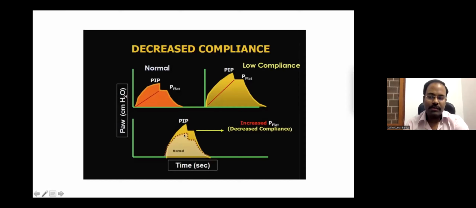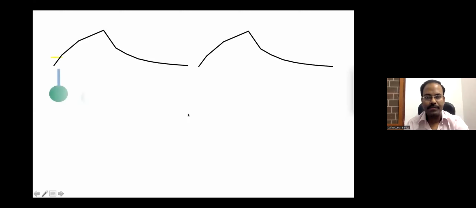So when the compliance is less, that means you need to generate a higher pressure to distend the alveoli or deliver the target volume. So this curve will shift upwards in a patient who has decreased compliance.